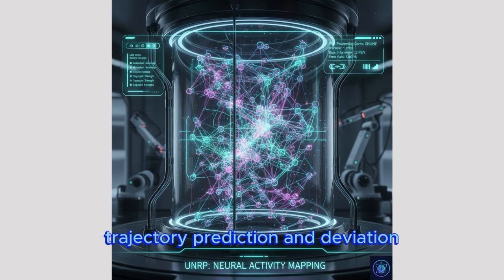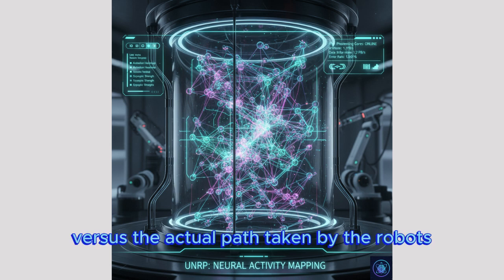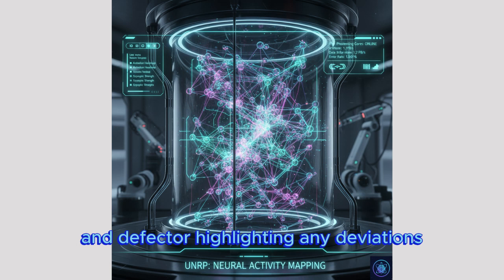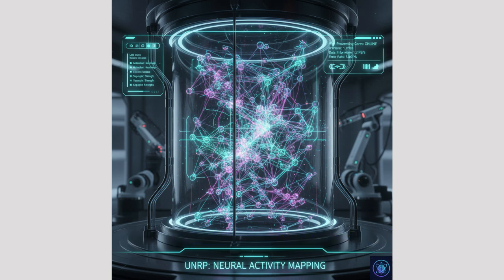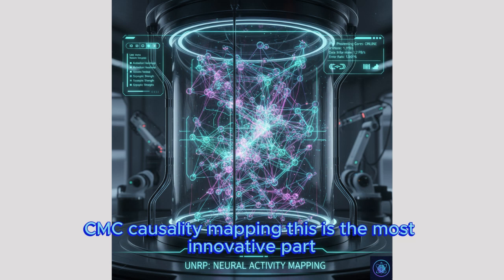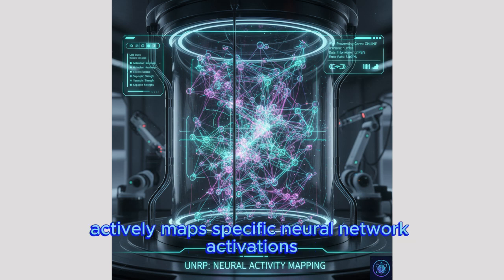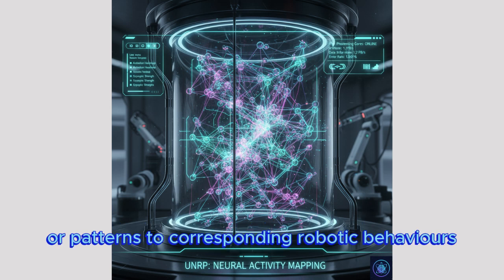Trajectory prediction and deviation shows the intended path versus the actual path taken by the robot's end effector, highlighting any deviations. Cross-modal correlation engine, CMC. Causality mapping. This is the most innovative part. The CMC actively maps specific neural network activations or patterns to corresponding robotic behaviors.